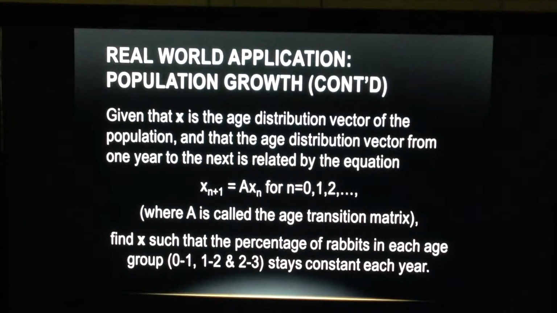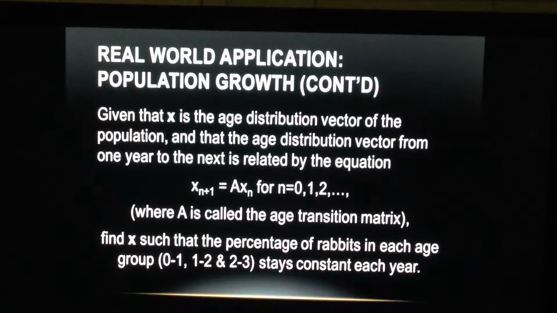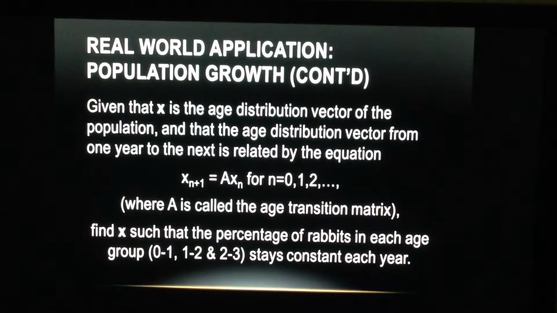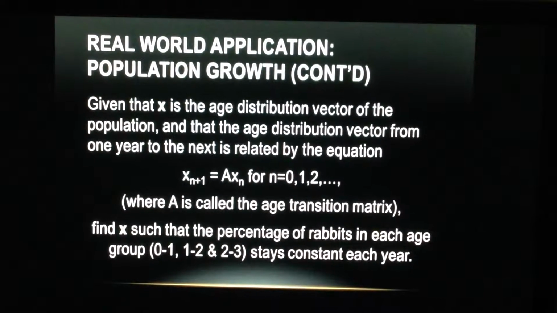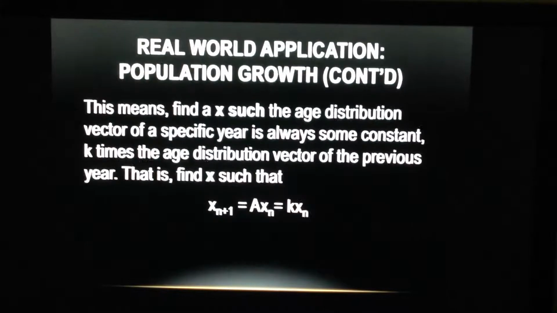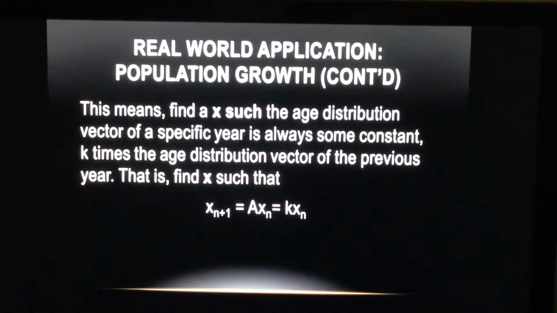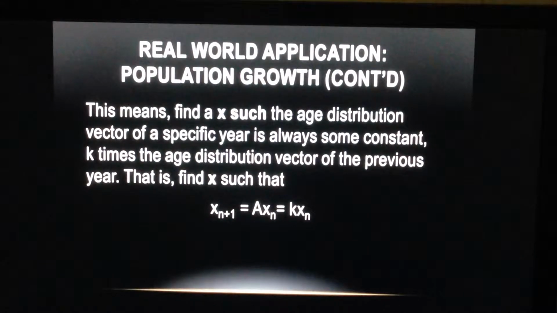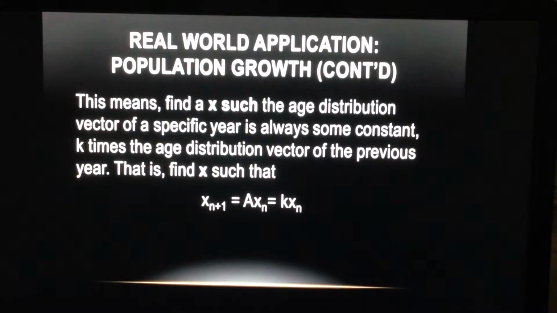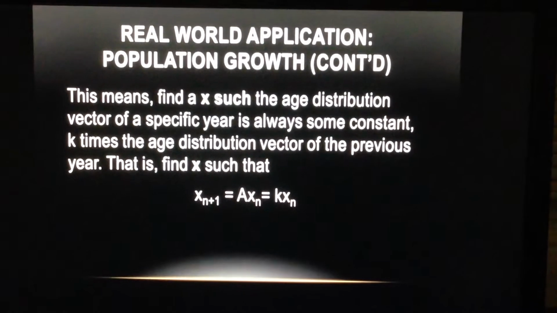So given that x is the age distribution vector of the population from one year to the next, it is related by the following equation. In this equation, A is called the age transition matrix. So from here, you find an x such that the percentage of rabbits in each age group stays constant each year. This means find an x such that for each specific year, x is always some constant k times the age distribution vector of the previous year. That is, x such that Ax is equal to kx.